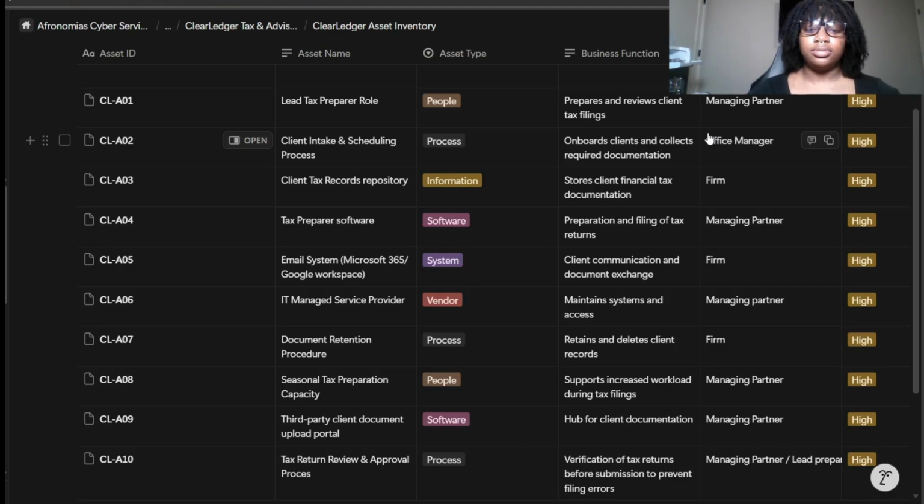So what this shows us is that risk does not begin with cyber attacks. It starts with understanding what your organization depends on day to day. In the next video, we'll use this asset inventory to build out an observation table and identify areas leadership should pay attention to. If you're a small business or a nonprofit and you've never mapped out what your organization depends on to operate, that's usually where risk management begins.